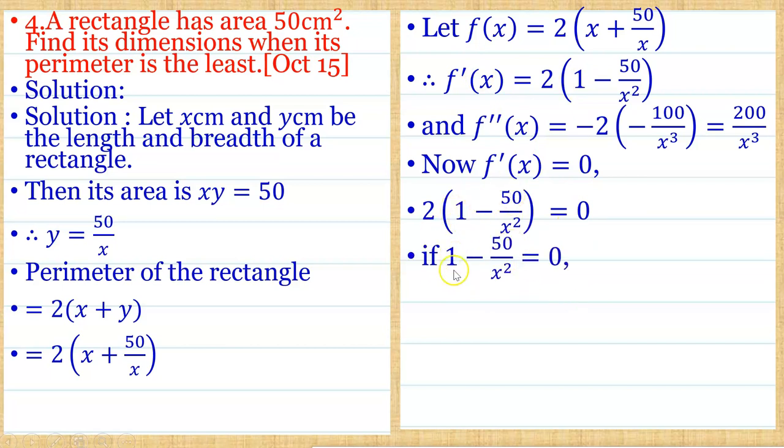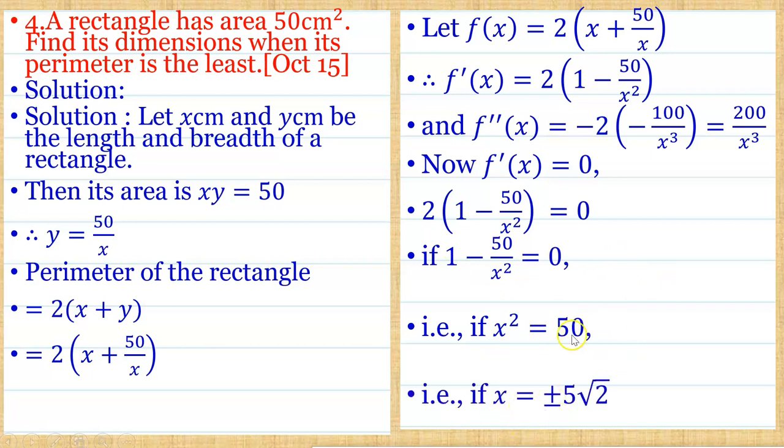And if 1 minus 50 upon x square is equal to 0, that is, x square is equal to... we simplified this: we brought minus 50 upon x square to the other side and did cross multiplication. Then here you will get x square is equal to 50. We will take the square root on both sides, that is x is equal to plus or minus root of 50.